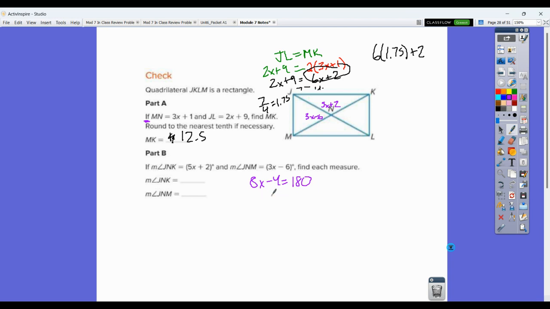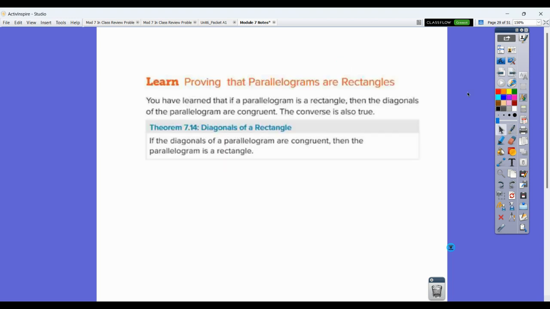Add my 4, divide by my 8. So I'm going to get 184 divided by 8, which is going to give me 23. So x is going to come out to 23, and then I'm going to solve. So I'm going to put 23 in here. 5 times 23 plus 2 is going to give me 117. And I'm going to put, I believe in here, JNM, yep. I'm going to put 23 in here, and that's going to give me 63. Again, feel free to pause the video and go check or do it yourself, but that's what you're going to do with that.